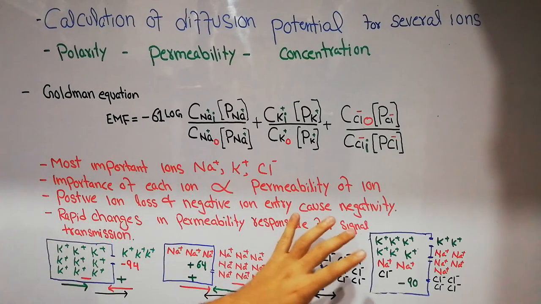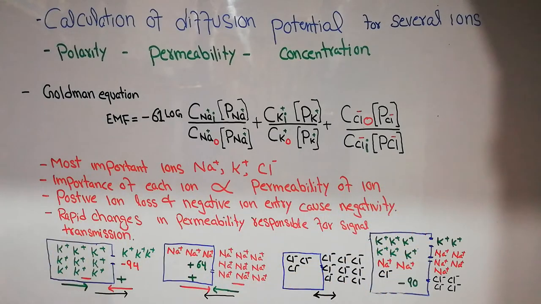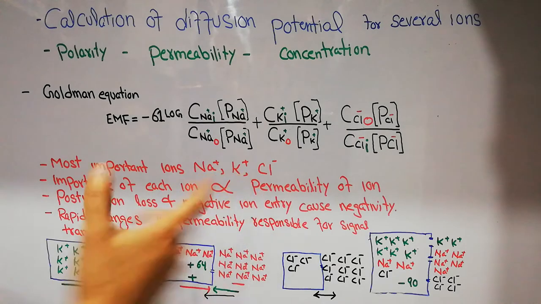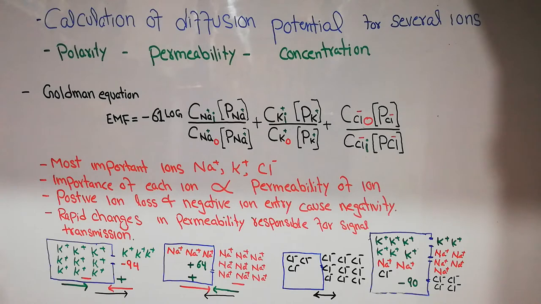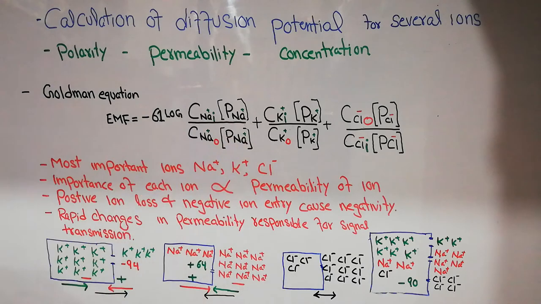Then we combine all of them in a cell, and we calculate the membrane potential simultaneously, and we use the Goldman equation. The Goldman equation also takes a few considerations, and it takes into consideration the most important ions. Although there are a lot of ions, molecules, and proteins present inside and outside the cell, the most important ones that contribute towards the formation of a membrane potential are sodium, potassium and chloride.